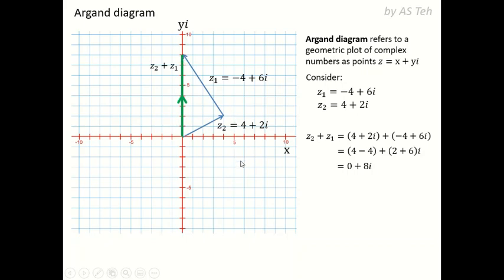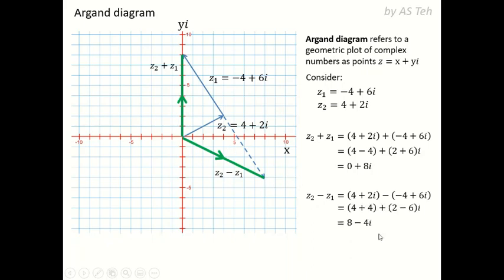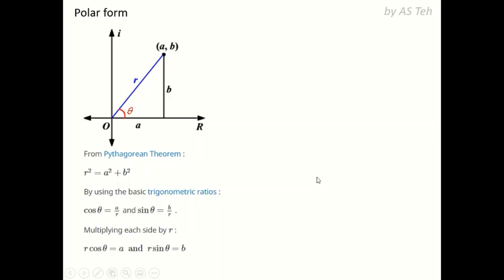So the same goes for z2 minus z1, so the net vector will give me z2 minus z1. You notice there's 1 2 3 4 downwards, 1 2 3 4 5 6 7 8 towards the x direction, which is what you get based on the calculation. So in Argand diagrams, you can use it in a graphical way to show your addition or subtraction of your complex numbers.